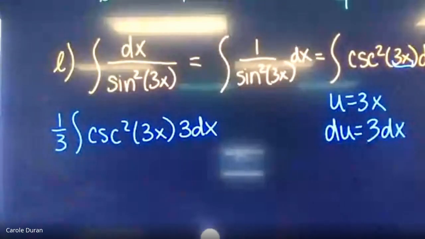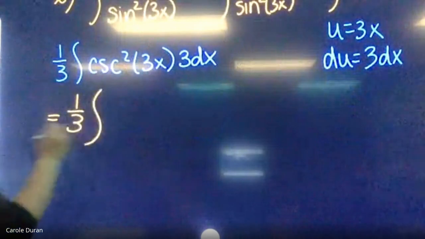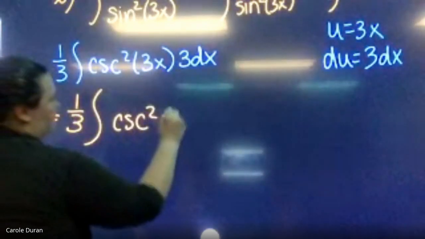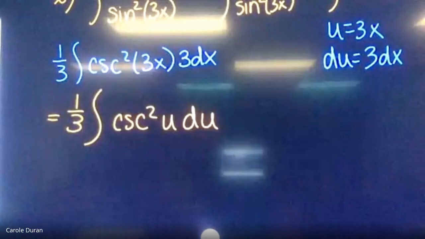Where do I put my u and du? U goes for 3x. The u goes where 3x is, correct? The dx goes after that. Okay. Now I can anti-differentiate. So what is the antiderivative of cosecant squared u?